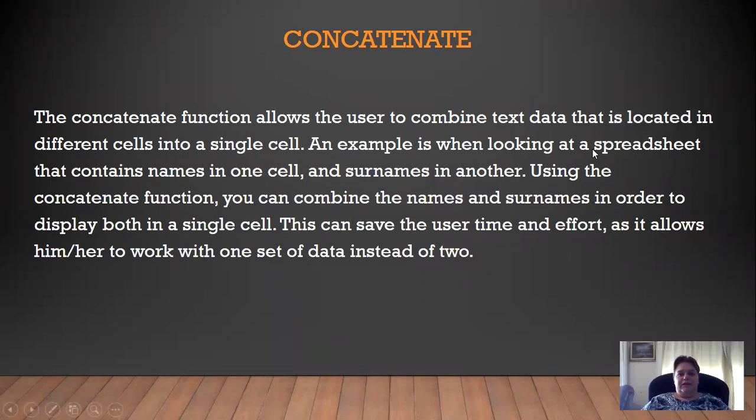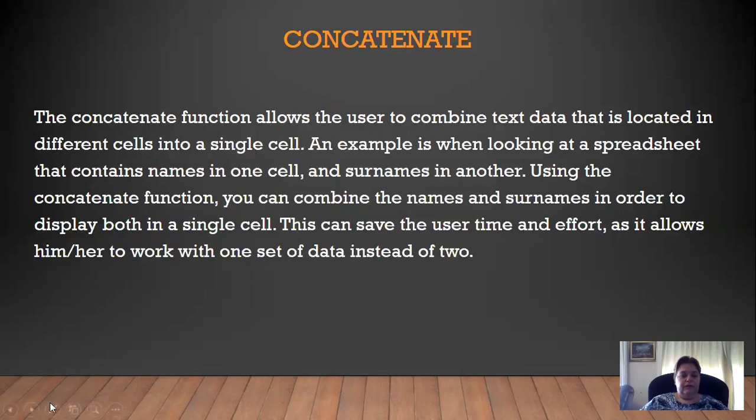What is concatenate? Concatenate is basically a really fancy word for saying combining or plus. The concatenate function allows the user to combine text data that is located in different cells into a single cell. An example is when looking at a spreadsheet that contains names in one cell and surnames in another cell. You may have seen this before, and then you have to display the name and the surname together, but then you have to cut and paste.